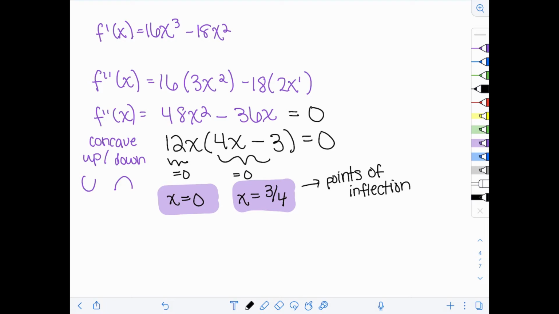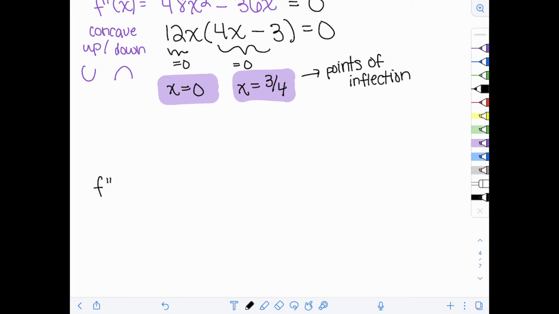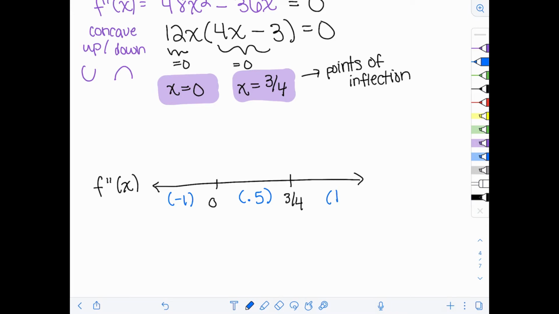And we're going to do the same thing with the number line, but we're going to deal with the second derivative instead, repeating the same process that we did with the first derivative. So I'm going to draw the number line and put my inflection points on there. I can pick any numbers in either interval. Here I can't pick 1, so maybe I might pick something like 0.5 or 1/2, and then I can pick 1 in the last interval.